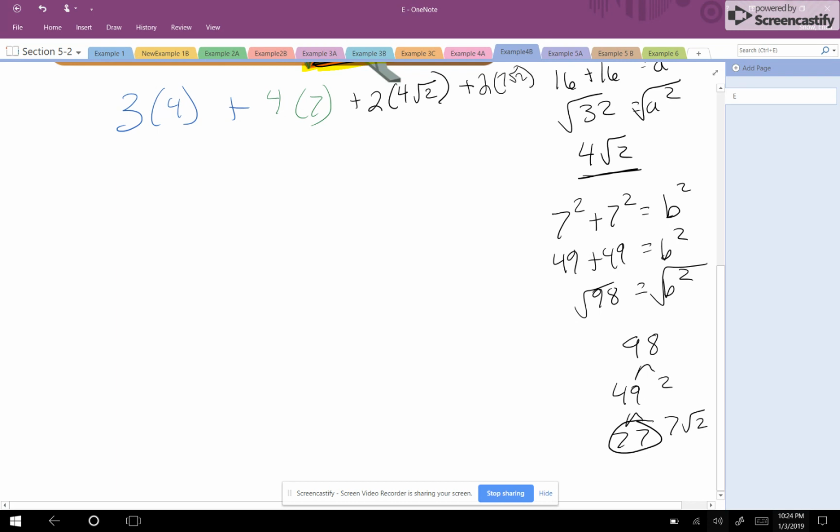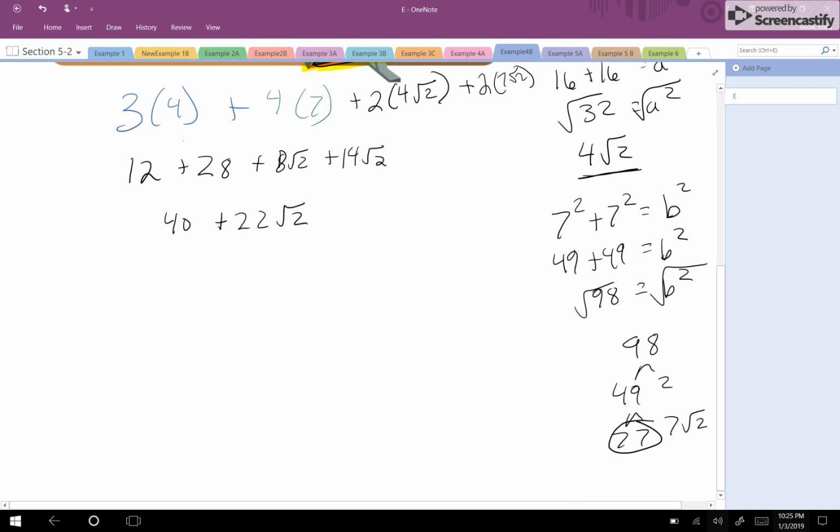You can pause, write down everything I just wrote, and then I'm going to finish the algebra. So 3 times 4 is 12. 4 times 7, instead, we're going to make that 28. And then this becomes 8 root 2 and 14 root 2. When we simplify this again, we're going to get 40 plus 22 root 2.